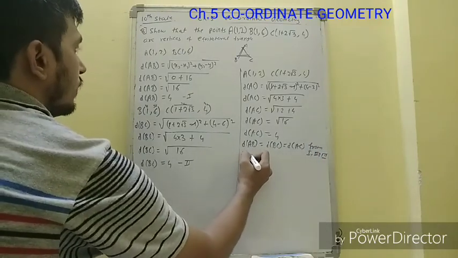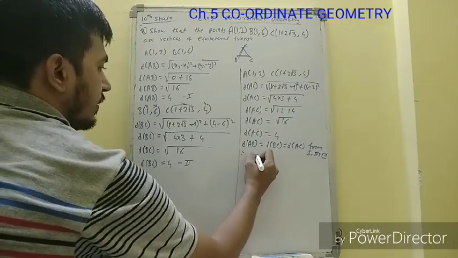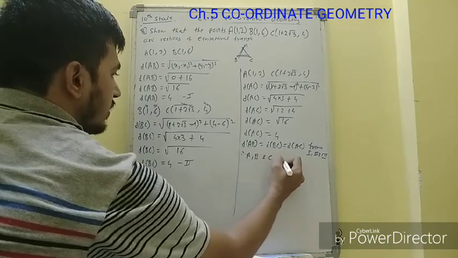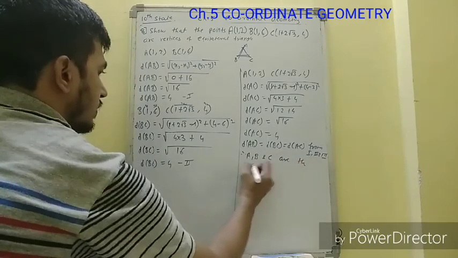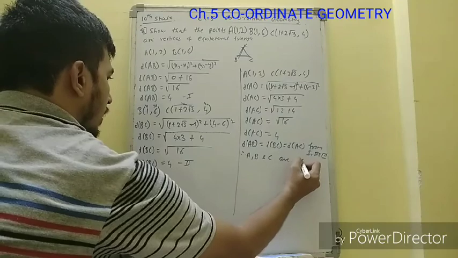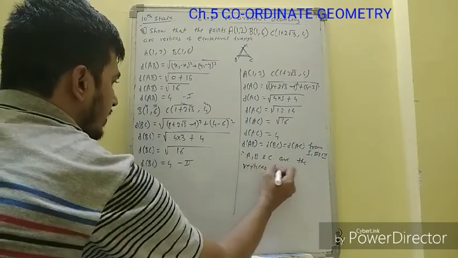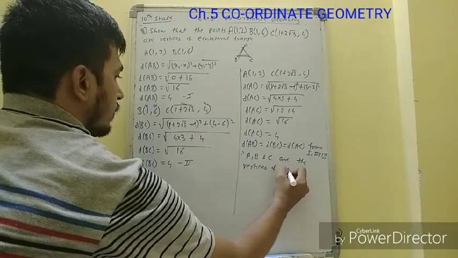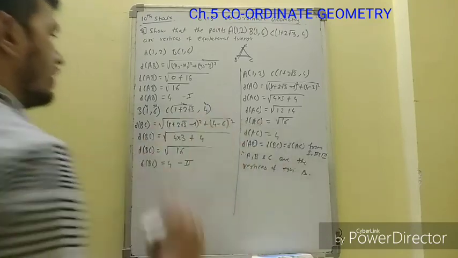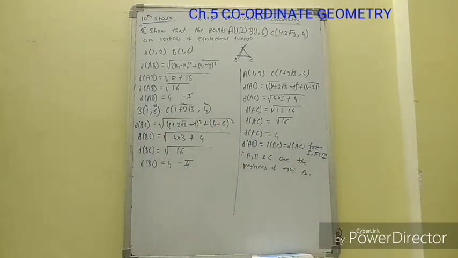Therefore A, B and C are the vertices of an equilateral triangle. Okay, please read the question and write the final statement properly.